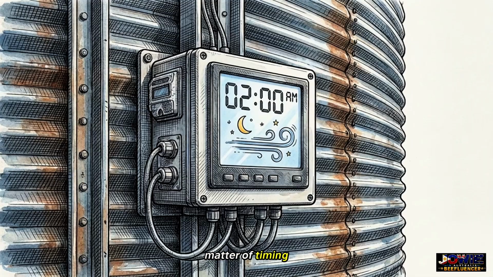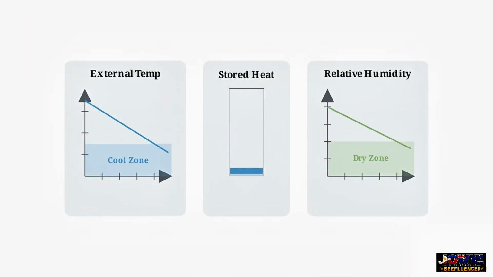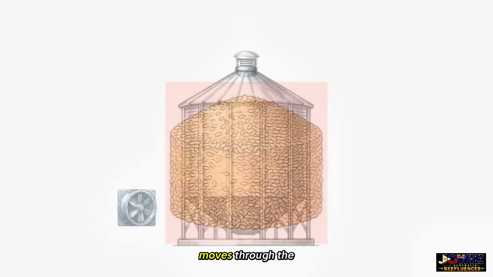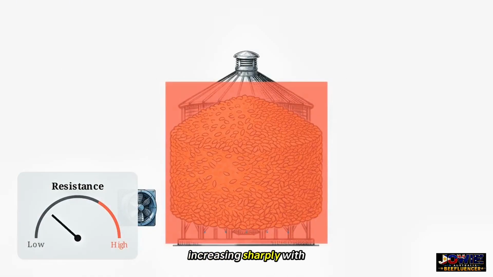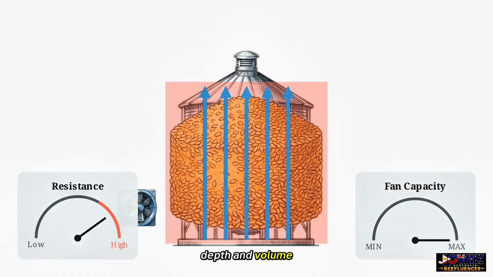This is a matter of timing. Aeration is effective only when the outside air is cool and dry enough to flush out the stored heat. Air faces physical resistance as it moves through the pile, increasing sharply with grain depth. To maintain airflow, vent capacity must match this specific depth and volume.